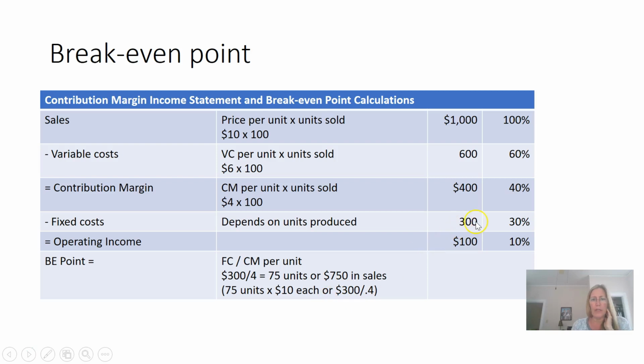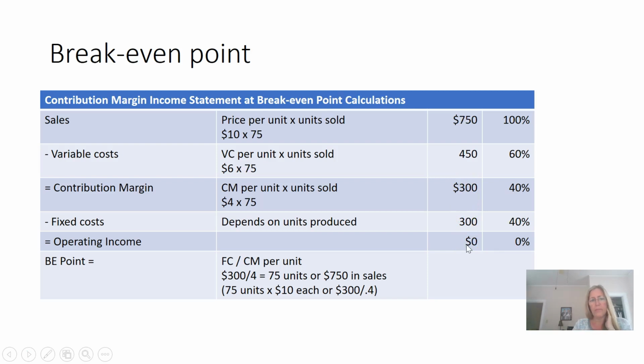You can take the fixed costs and divide by this, because remember I said these rates always stay the same up here. They always stay the same. So you can divide that by 0.4, so that's telling you that the 300 is going to be 40% of this, because at break even, these two numbers are the same. They're both 300 to get 0. I'll show you that in a second.